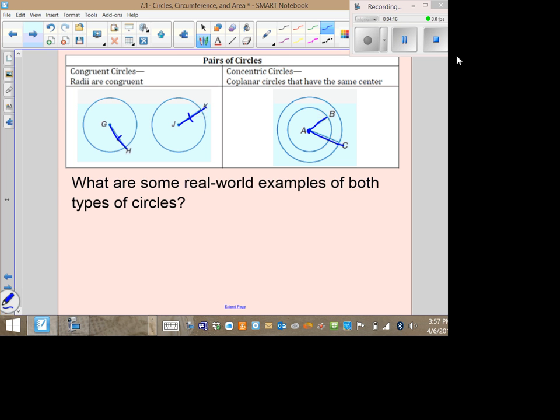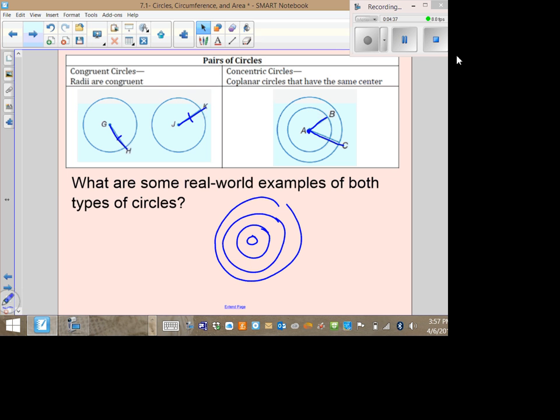And so some real world examples of both of these. Congruent circles could be like car tires. If your car tires are not the same distance around or don't have the same radius, then your car is going to be a little off and bouncy. Concentric circles, think of a dartboard or a target board where you have circles going in to the center for the bullseye. That would be a good example of concentric circles.